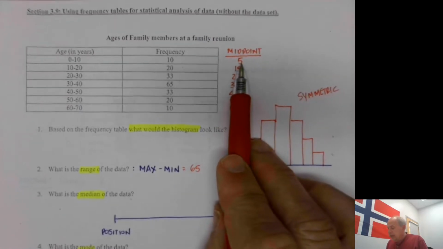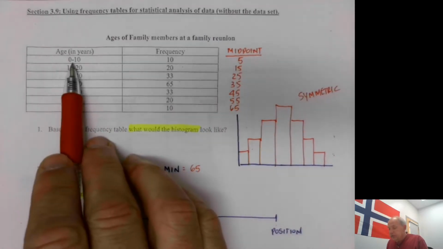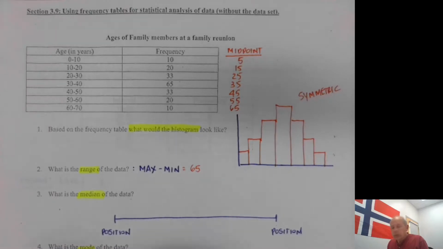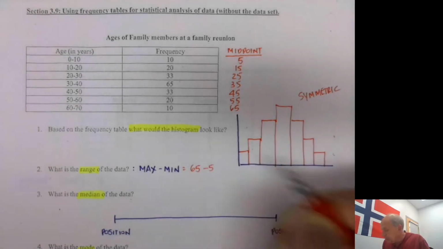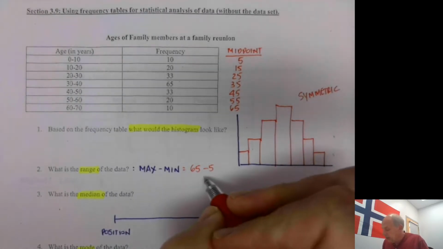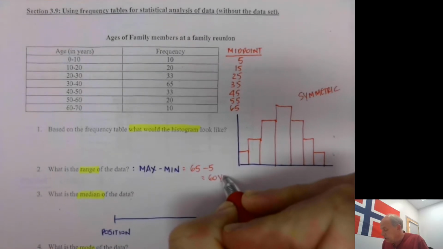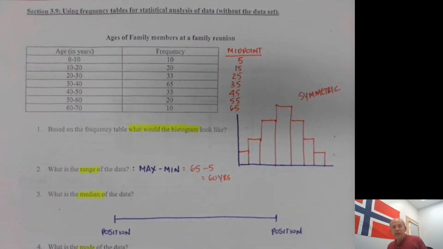Now, I am going to say my oldest person there is an estimate at 65. I'm going to say my youngest person, I don't know for sure, like I said, could have been 2 years old or 8 years old, I'm going to estimate at 5 years of age. My range at this family reunion is about 60 years. Without the data set, that's as good as I can do.